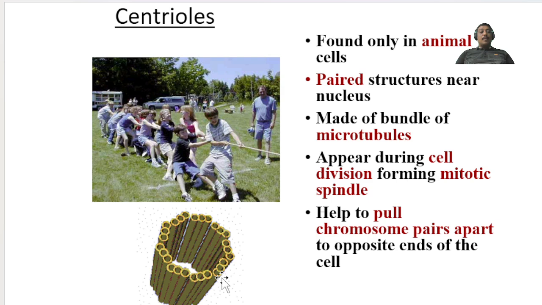These centrioles are made up of microtubules which will pull the chromosomes so that the cell cycle will complete with cytokinesis. We'll be talking about cytokinesis a little later.